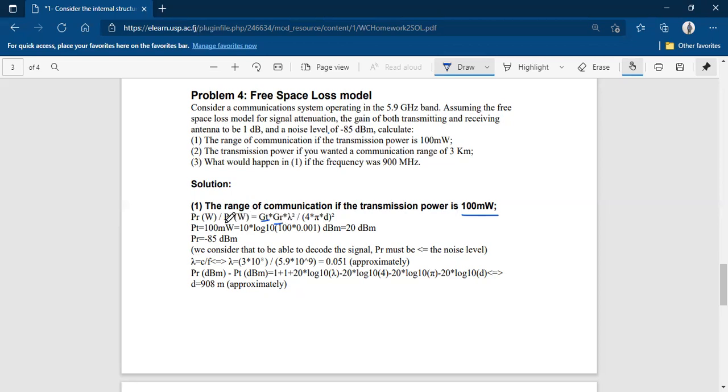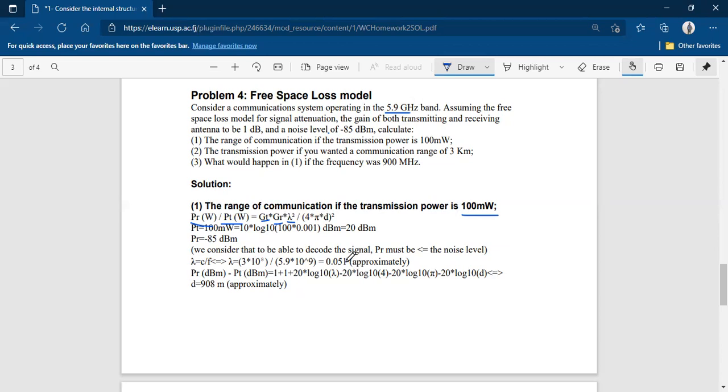We know our transmitting power. We know our receiving power, right? What else do we need? We need to know our lambda, right? So lambda is basically equal to speed of light divided by frequency. In order to find our lambda, our frequency is already given in our question, that is 5.9 gigahertz. Taking this value and the speed of light, we can find our lambda. So our lambda is approximately equal to 0.051.